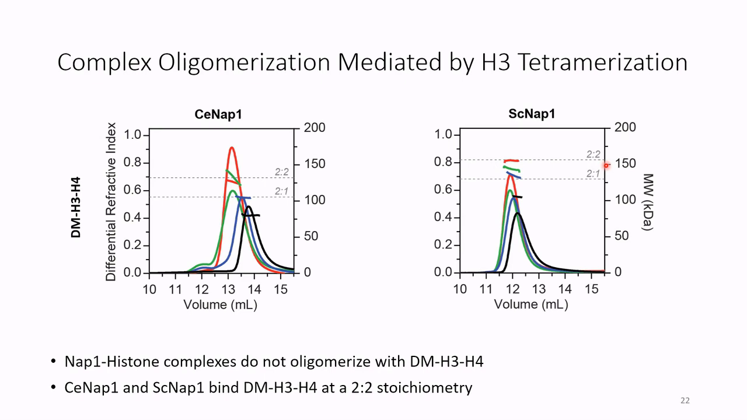But what you don't see here is that we don't observe the 4-to-2 and the 4-to-6 oligomerization, which meant that the mutation that we made on H3H4 abolished not only the H3H4 tetramerization, but also the higher order oligomerization that we observed with Nap1 H3H4. And similarly, we saw that the worm and yeast Nap1 both behave the same. Their stoichiometries are both 2-to-2 with the DMH3H4.